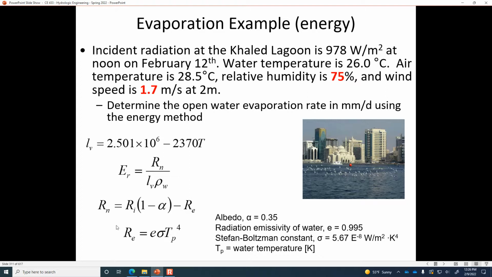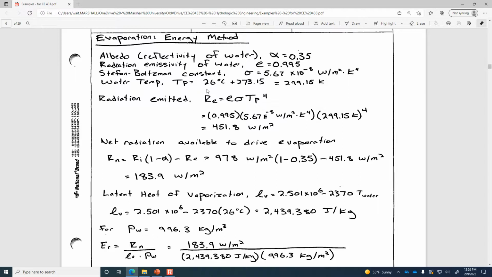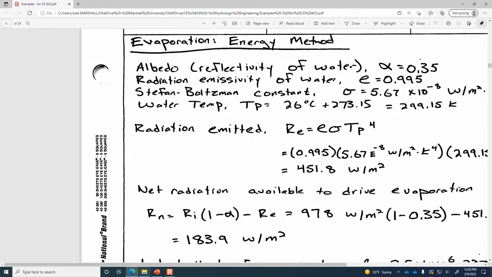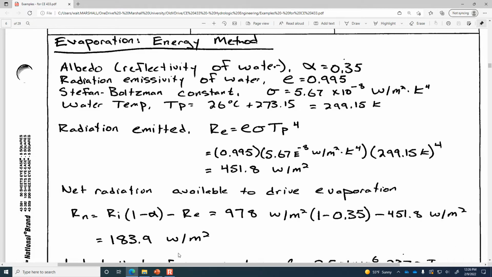So we kind of start at the bottom of this list. And we begin by determining how much radiation is going to be coming off of the water. Because remember, the radiation that's reflected and the radiation that's emitted is not available to drive the work that has to be done for evaporation. So to calculate the emitted radiation, we would just multiply these first couple of constants together, the emissivity and the Stefan-Boltzmann constant, and then the temperature of the water is in Kelvin, so I had to make that conversion from 26 Celsius over to 299.15 Kelvin, which we're taking to the fourth power.